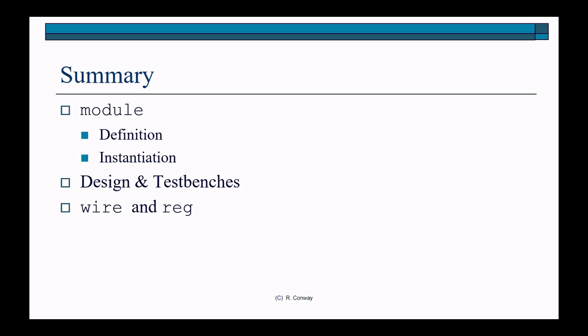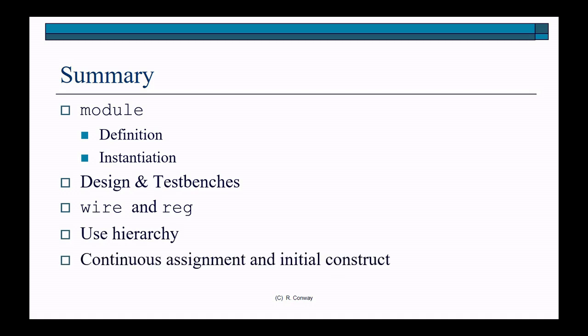Wire and reg types were introduced, and we covered the way in which they are used, in particular when making connections during instantiations. Hierarchy is used as a way to handle complexity. The continuous assignment will model functionality in our design modules, and the initial construct is used in test bench modules, using a delay control to provide test stimuli.